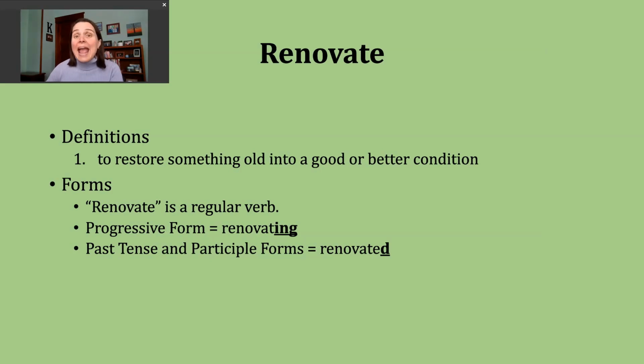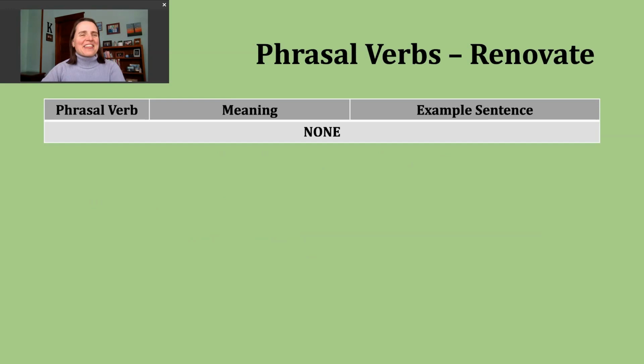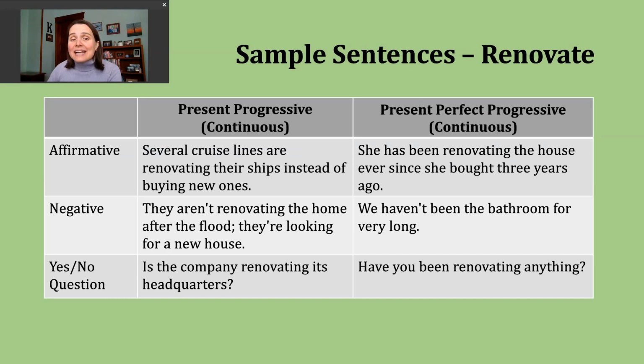Now our base verb, renovate, ends in a T sound. This means when I add the ed ending, I'm going to add an extra syllable to the word, and I'm going to make an id sound. So the past tense and participle forms of this verb should sound like this: renovated, renovated. Okay. Now, you might be happy to know there are no phrasal verbs for us to study today, and instead we'll move on and practice making some sentences in some different verb tenses.